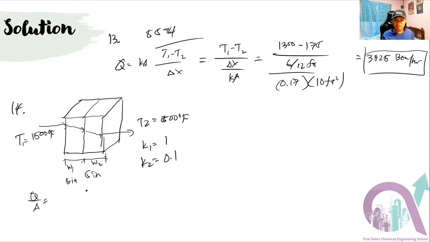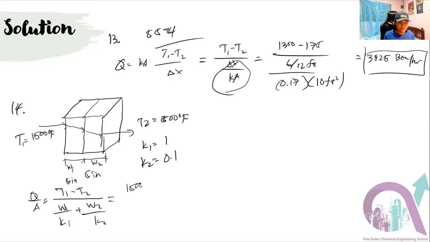Just use the formula I gave you earlier, but because you have two materials now, you have two resistances, so this is the resistance term on the denominator. Okay, so you have to add one other term. You have W1 over K1 plus W2 over K2.